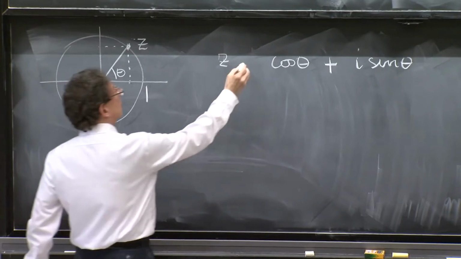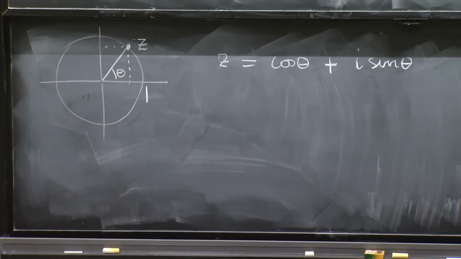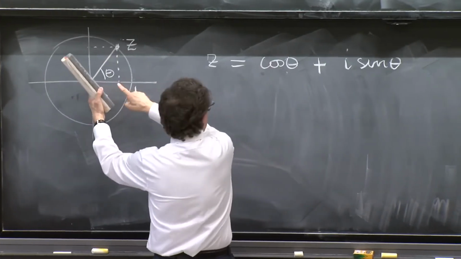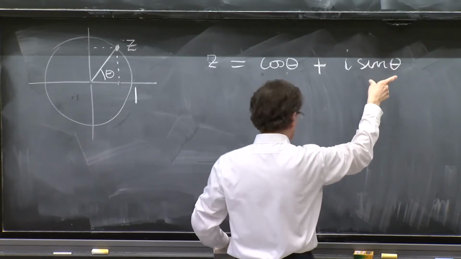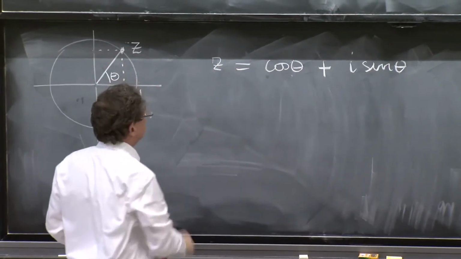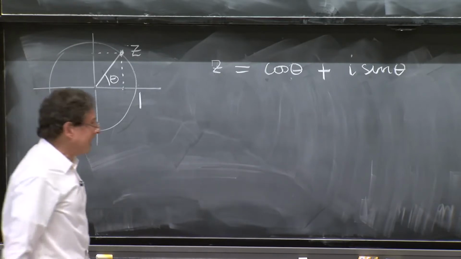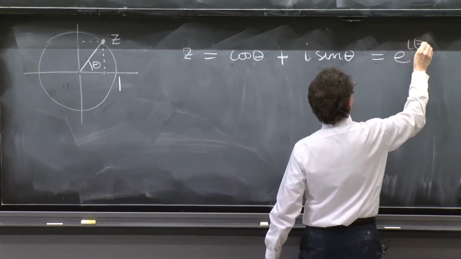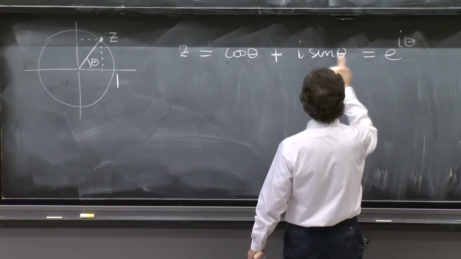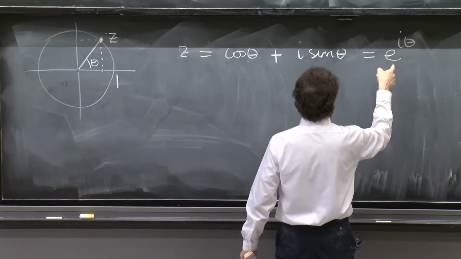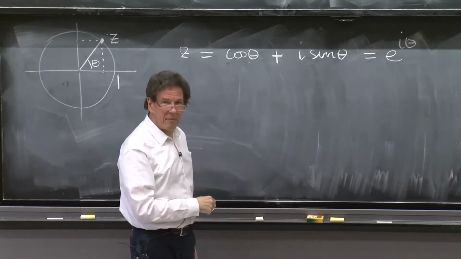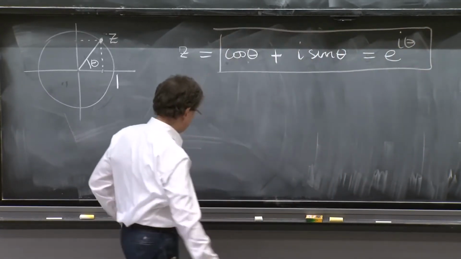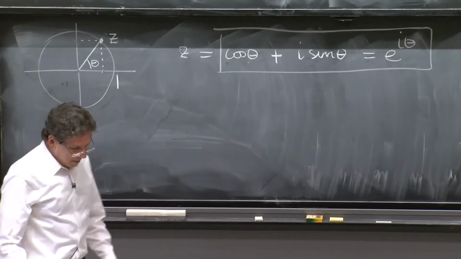z must be equal to cosine theta plus i sine theta, because the real part of it is cosine theta. It's indeed that horizontal projection, and the imaginary part is the vertical projection. Well, the thing that is very amazing is that this is equal to e to the i theta. And that is very non-trivial. To prove it, you have to work a bit. But it's a very famous result, and we'll use it. So that is complex numbers.